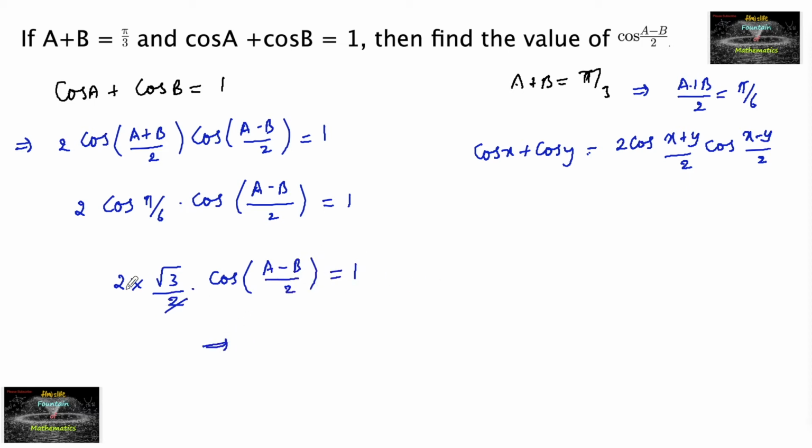The 2 and 2 get cancelled here. Cos of (a minus b) by 2 is equal to 1 upon root 3. So 1 upon root 3 is the answer for cos of (a minus b) by 2. Okay. Thank you.